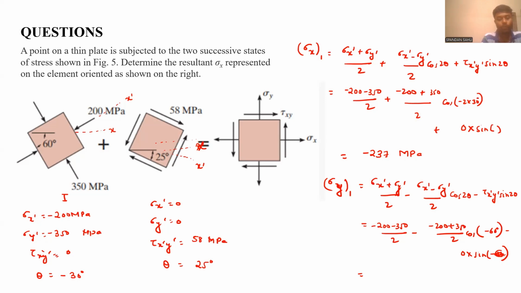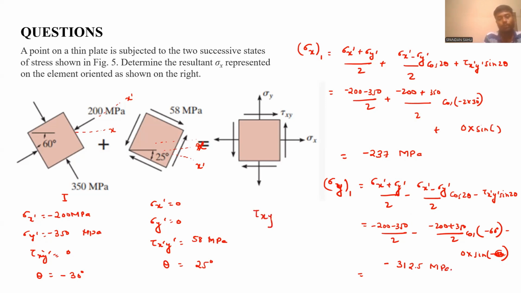Minus 200 minus 350 by 2 minus of minus 200 plus 350 by 2 into cos of minus 60. And this will be minus 312.5 MPa.